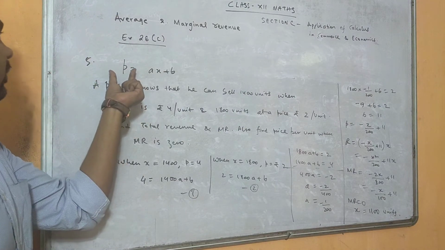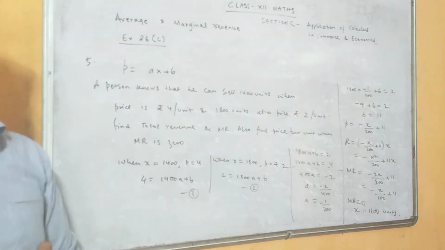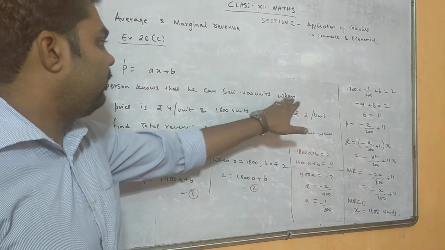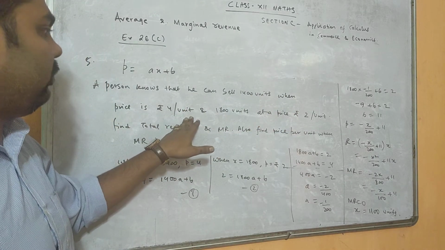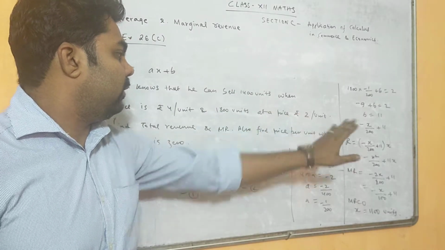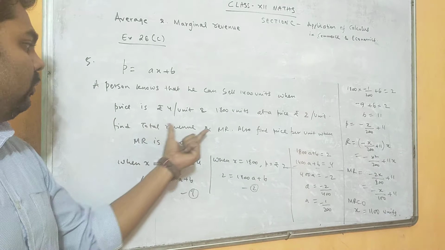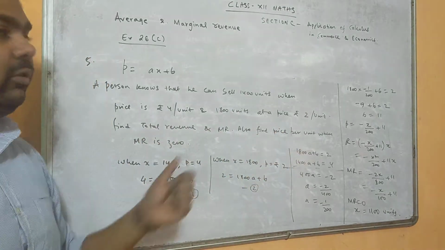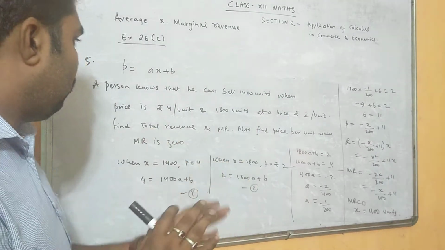Here demand function is given, P equals aX plus b, okay? And in the question it is given that a person knows that he can sell 1400 units when price is rupees 4 per unit and 1800 units at a price of rupees 2 per unit. Find total revenue and marginal revenue. Also find price per unit when MR is 0. So one by one we will solve.